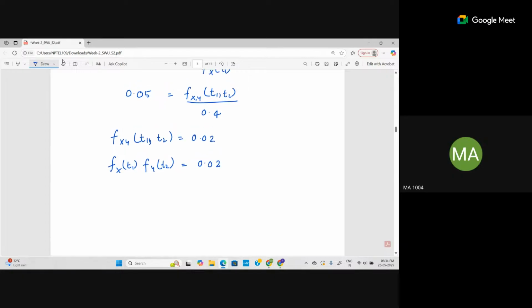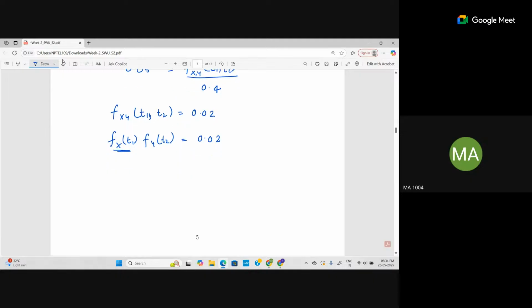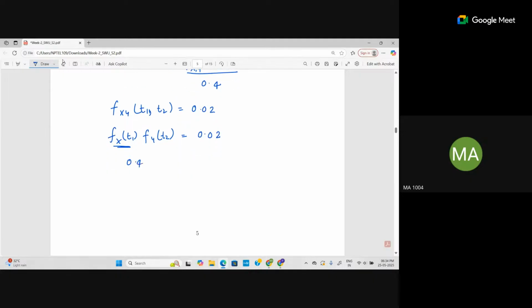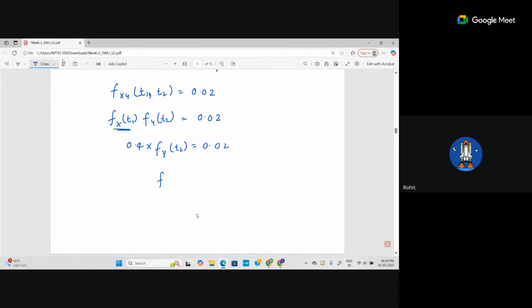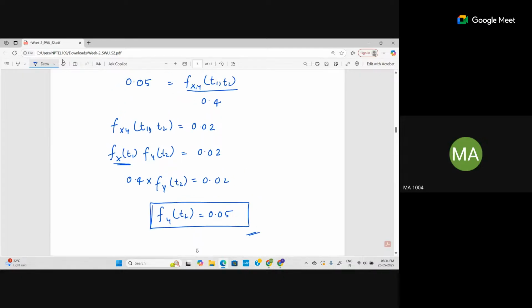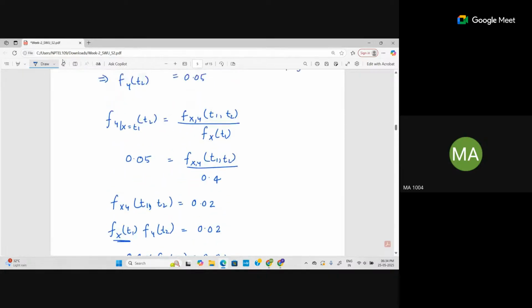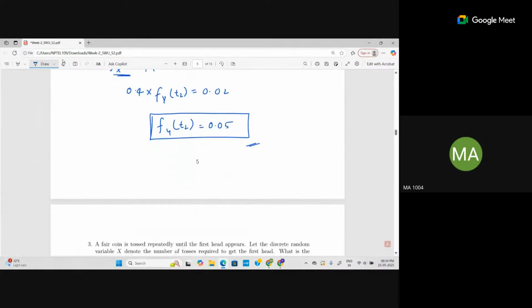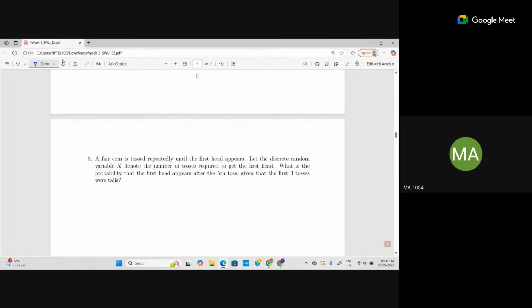Now we will put the value of the PMF of x, which is 0.4, into marginal of y. So from here also you can get the value of 0.05. Okay, so it will be 0.05. Is this question clear? Yes. Okay, now try to solve this one.